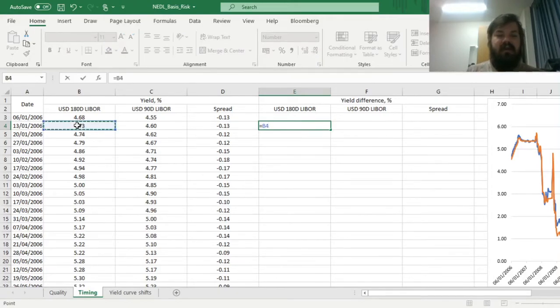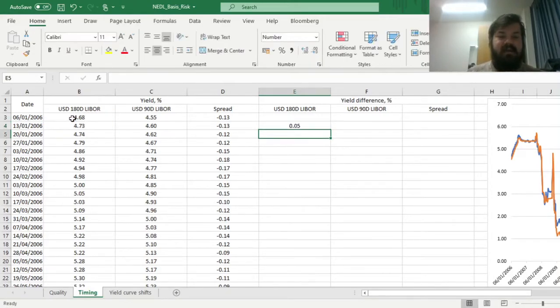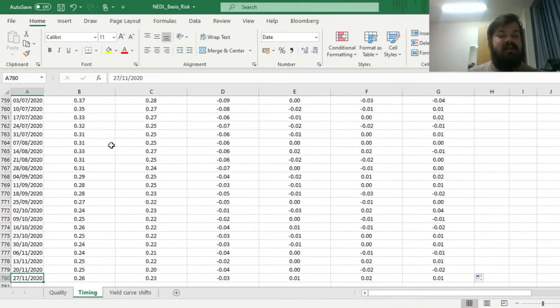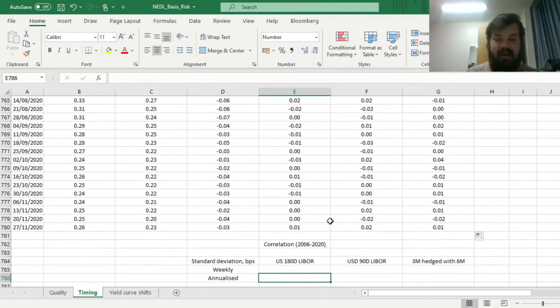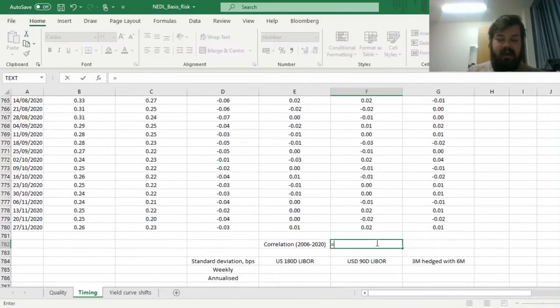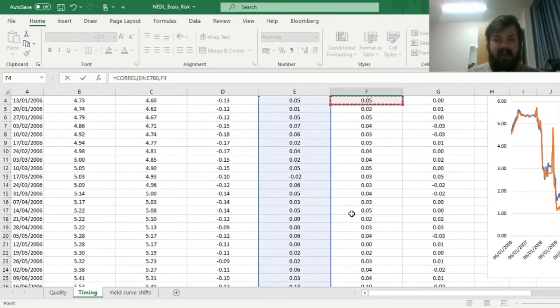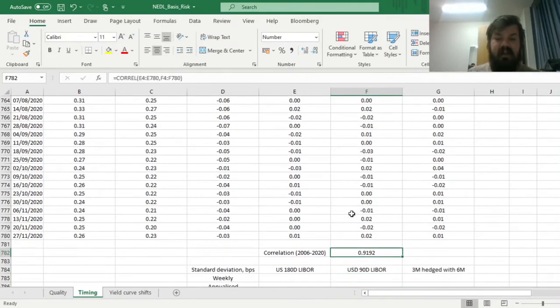So here we can calculate just that, calculating the differences from week to week, and drag it across throughout our period that again begins in 2006 and ends at the end of November 2020. And here we can still calculate our correlation between the yield changes of 180-day LIBOR and the 90-day LIBOR. And here we see that the correlation is much closer to 1.